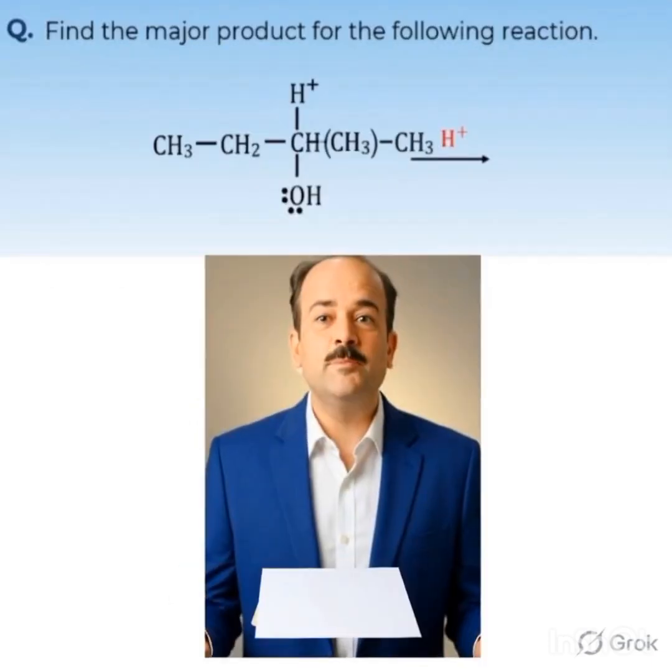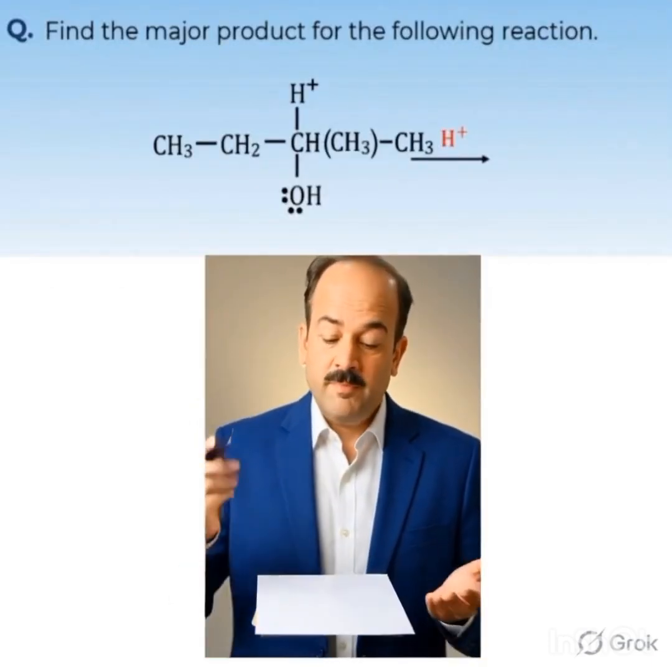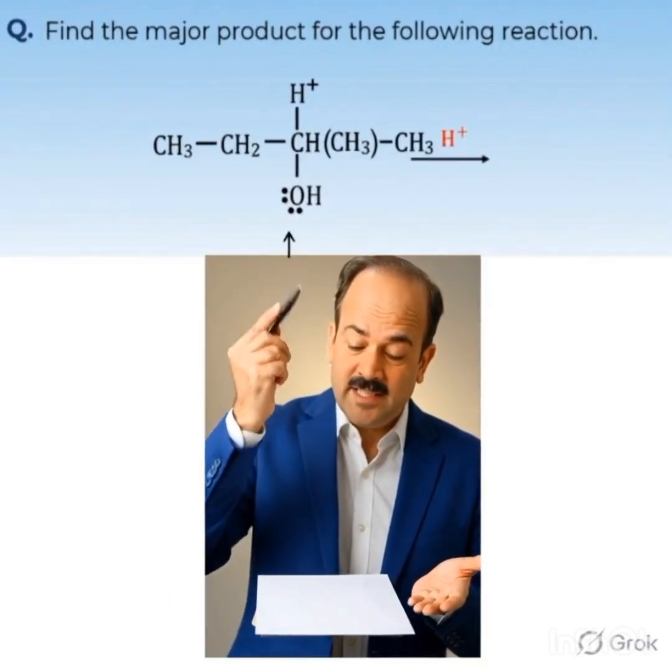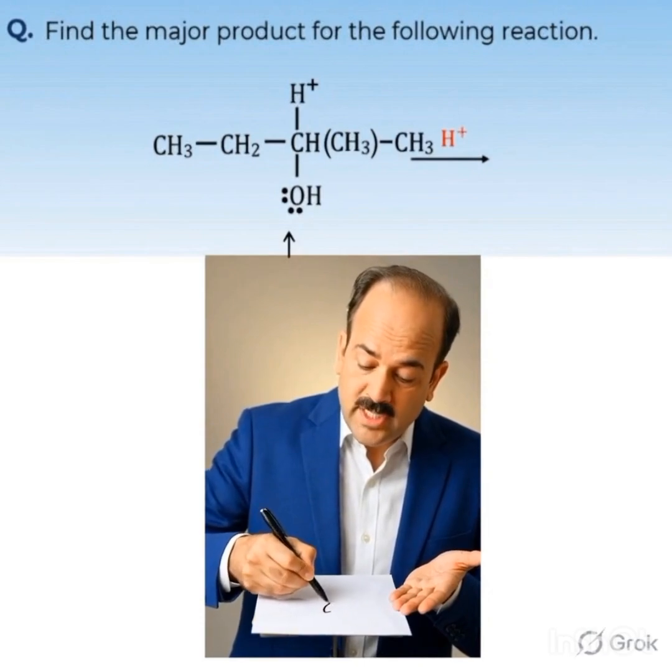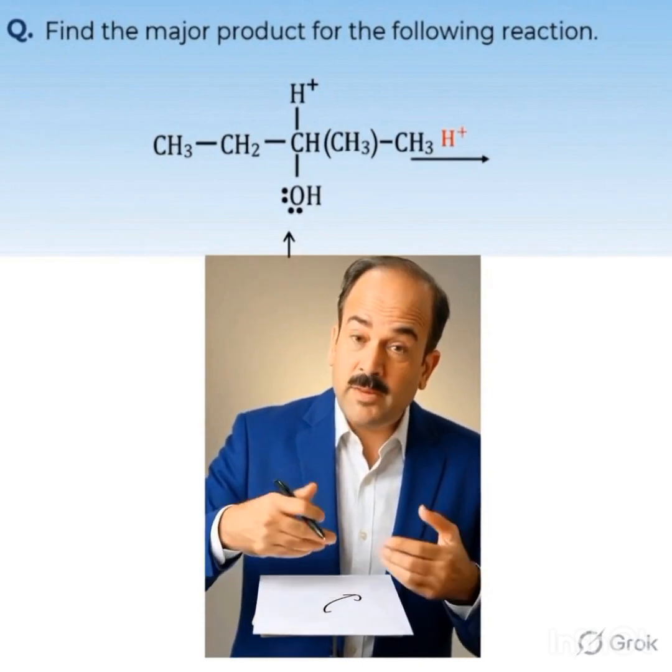Any questions? Find the major product for this reaction. We have butan-2-ol reacting with acid. The OH group is protonated. Water leaves, and a double bond forms.